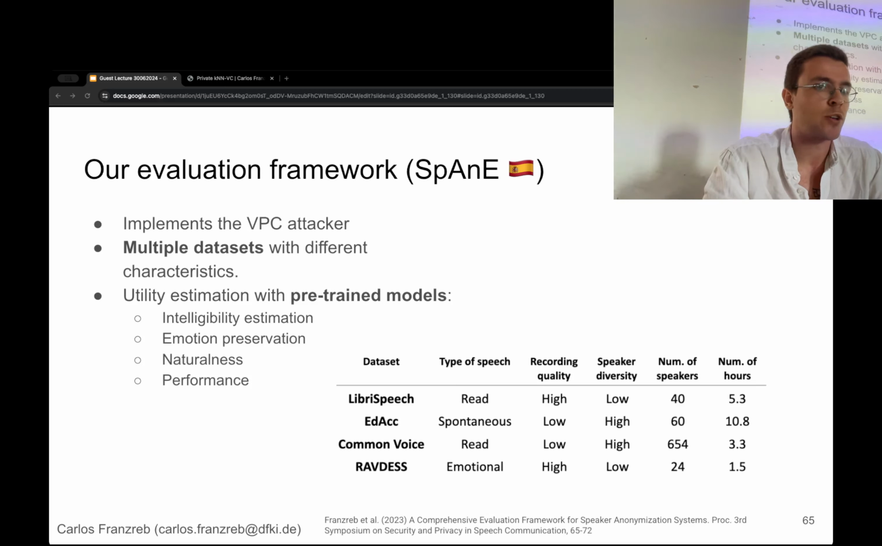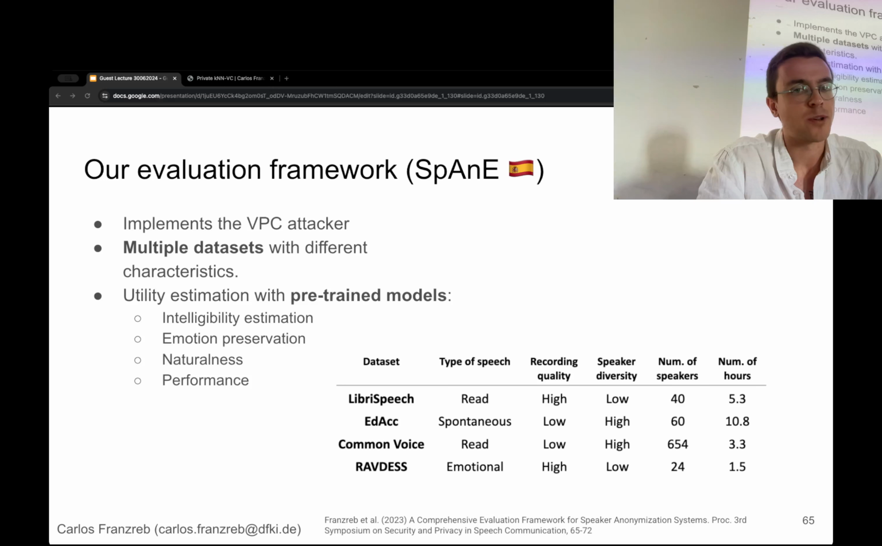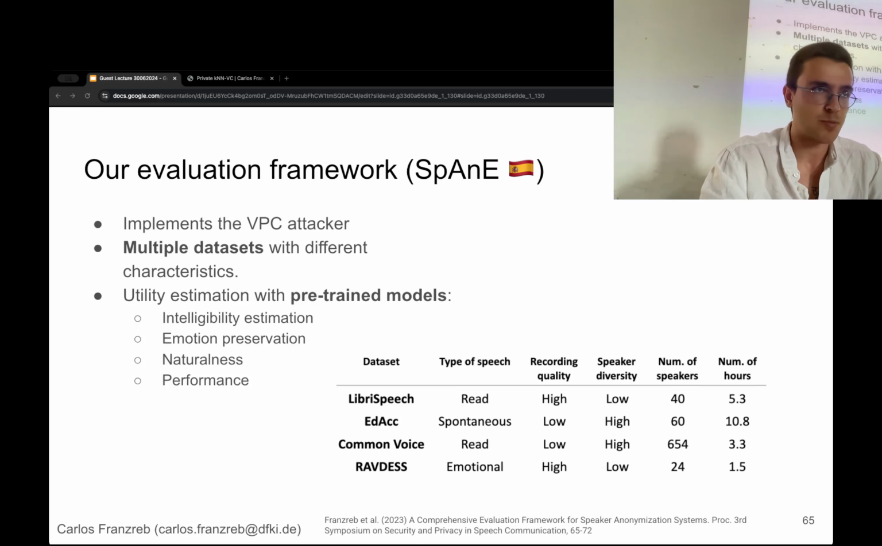And we've also worked on our own framework, which implements the same privacy evaluation, but also uses different data sets. Some of them, for example, like EDAC, which is one I personally like a lot because it is spontaneous speech. And spontaneous speech is much more diverse in terms of prosody and also much closer to what you might expect in a real-world application. When you're reading, the way in which you read speech is much different. And there have been many issues with these differences in a lot of evaluations.